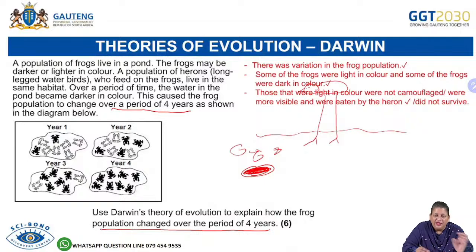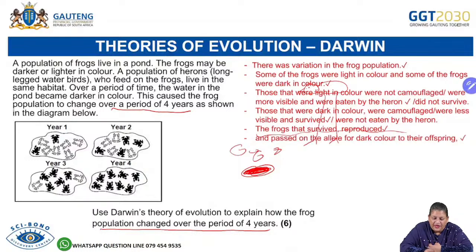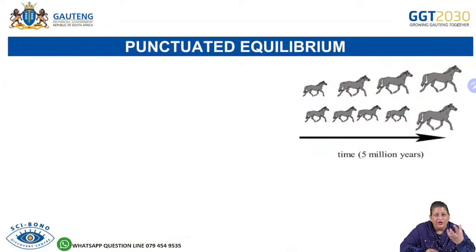Those that were light in color could not camouflage in the dark water, and therefore they were eaten up and they died, or they did not survive. Those that were dark were camouflaged against the dark water, and therefore they survived because they were not eaten. The dark frogs that survived, you must say, not just frogs, but the dark frogs that survived reproduced. Okay? And the allele for dark color was passed on to the offspring, leading to a population of dark colored frogs after 4 years. That means after 4 years, the dark colored frogs were naturally selected.